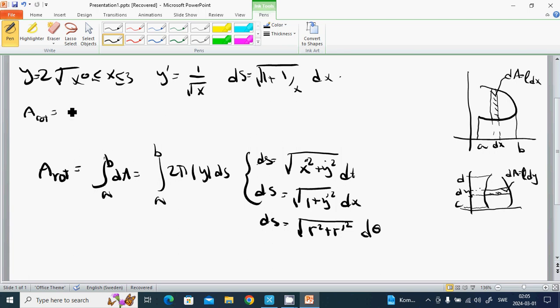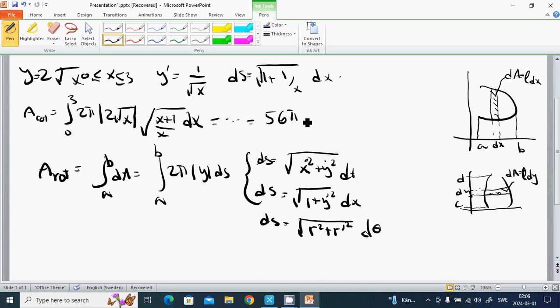Then A equals the integral from 0 to 3 of 2 pi absolute 2 square root of x multiplied by the square root of (x plus 1) divided by x dx. Because x is positive, the absolute value is positive. Multiply this one by this one and calculate, and we get 56 pi divided by 3.